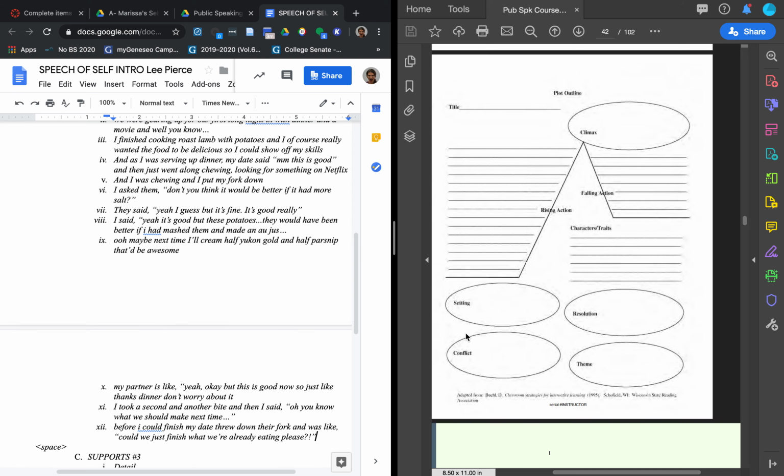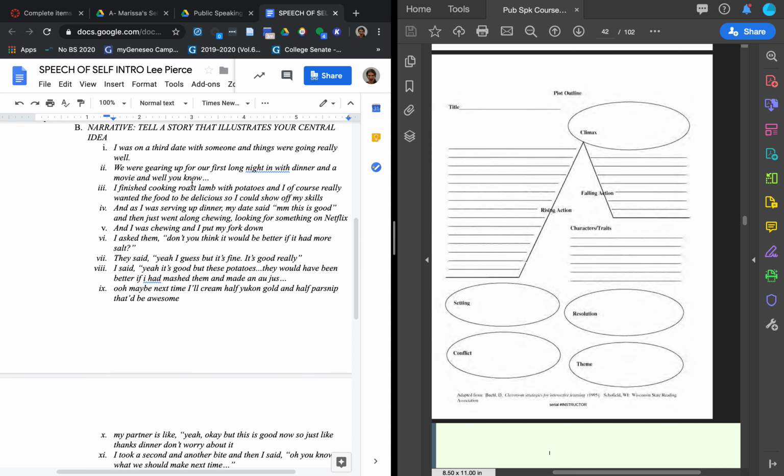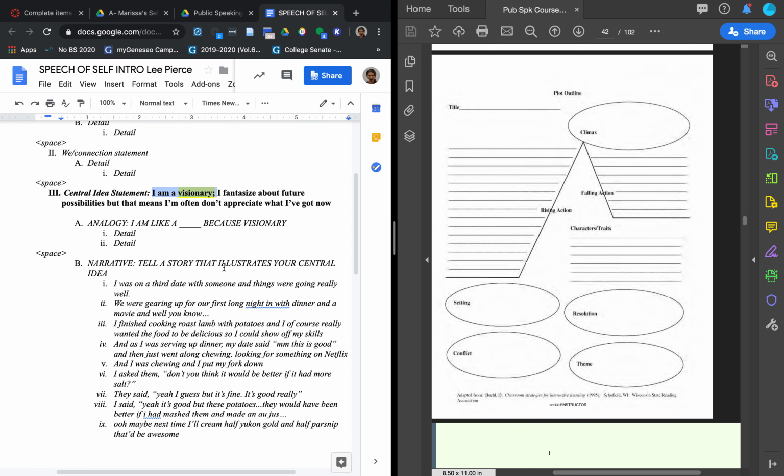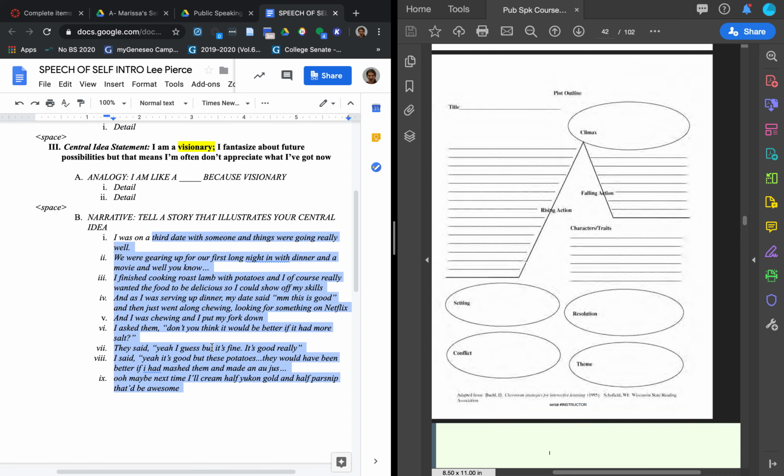And it follows the exact structure. There's a little bit of setup, not too much. We don't want to waste time on setup. Then there's a nice long rising action. And as the rising action is happening, you're noticing me with this visionary thinking. Now it's about cooking and dating, but it could be about anything. I could have told another story about me creating a classroom project or planning a high school reunion. Anything you want. The story just needs to be that concrete.